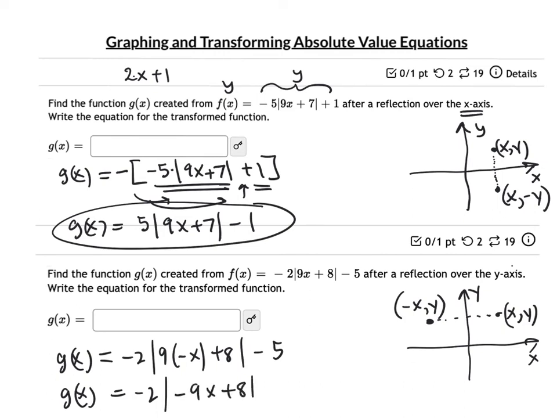plus 8 minus 5. Now the mistake you could make is you might think, well, isn't that going to be positive? No. You've got to first take negative 9 times whatever x is, and it depends on what x is. If x is negative, then it would be positive, of course. But you'll take negative 9 times x, add 8, and then you'll take the absolute value. So don't make the mistake of thinking the absolute value affects that sign. It does not.